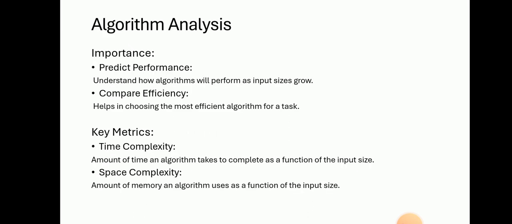Algorithm analysis. Its importance includes predict performance and compare efficiency. Predict performance is to understand how algorithms will perform as input size grows. Compare efficiency helps in choosing the most efficient algorithm for a task. Key metrics of algorithm analysis are time complexity and space complexity. Time complexity is the amount of time an algorithm takes to complete as a function of the input size. Then space complexity, it is the amount of memory an algorithm uses as a function of the input size.